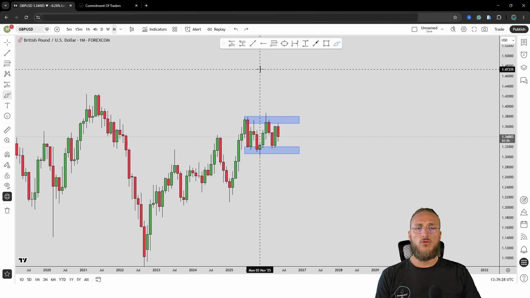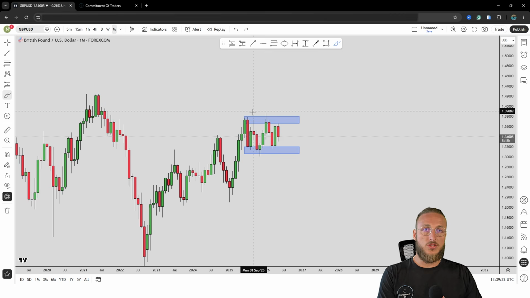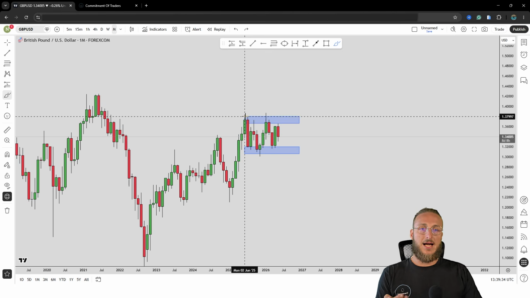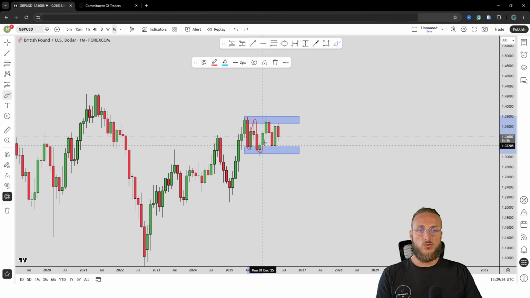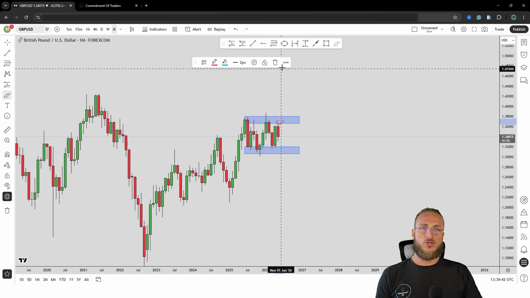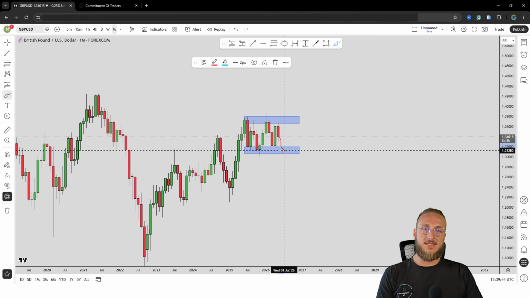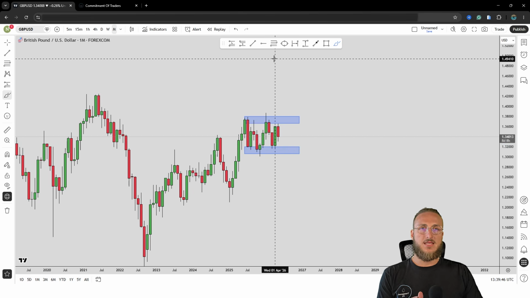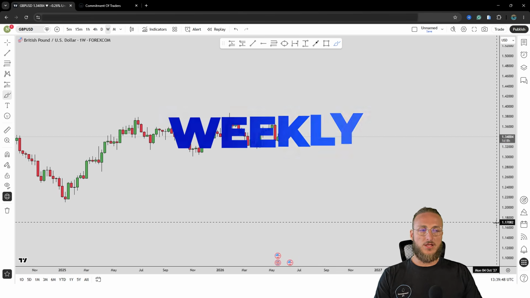Now, of course, what you expect is the market to alternate in between these two levels, so to test first the high and then the low of these two levels. And since the last test was, of course, of the high of the range, the next logical step would be for the market to go and test the low of the range. So let's keep that in mind and drop down on the weekly time frame.